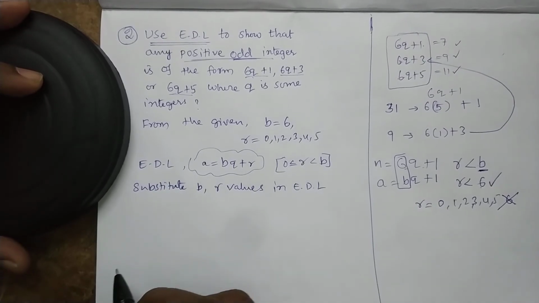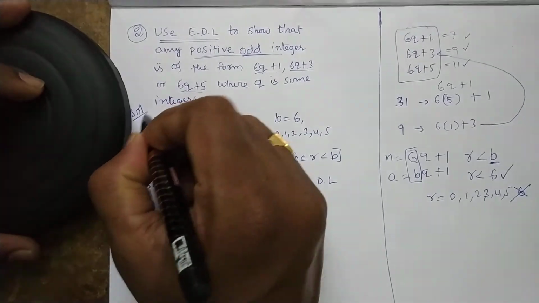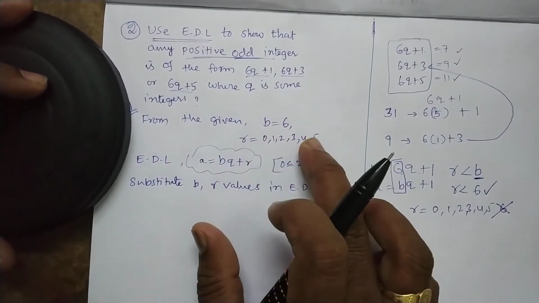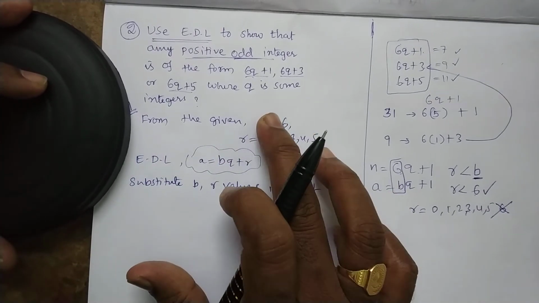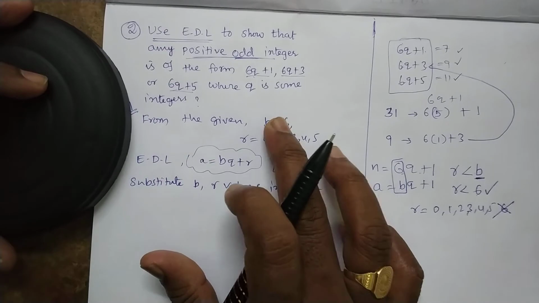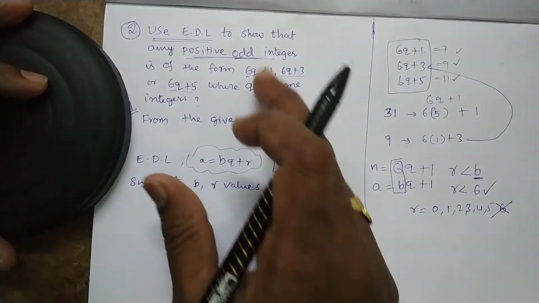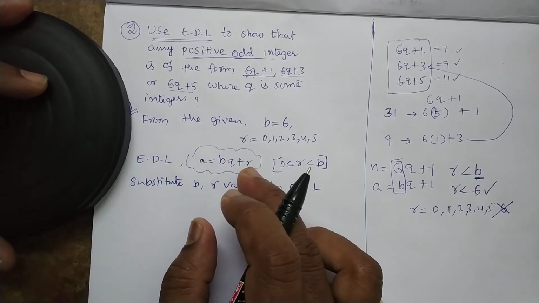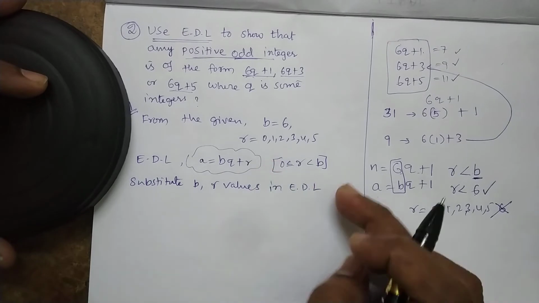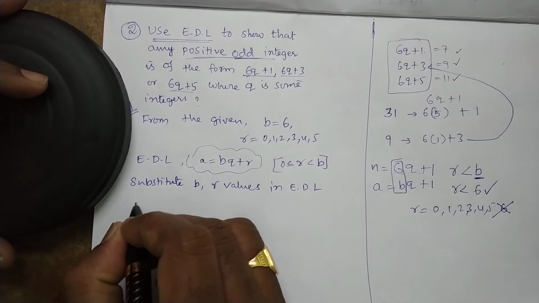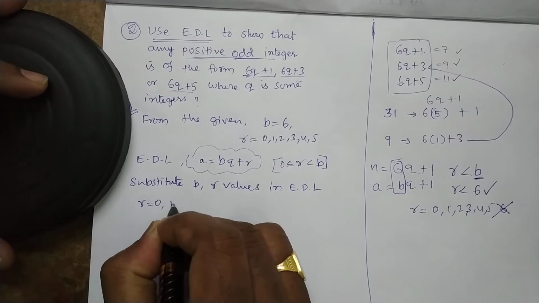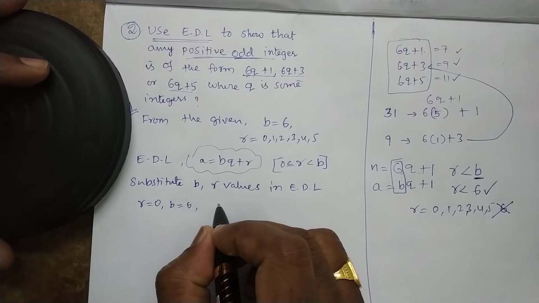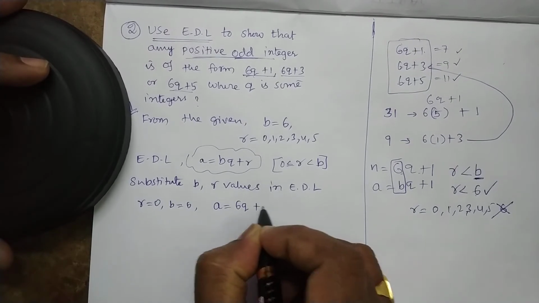So what have we done till now? First we identified the divisor b, and after that we wrote the remainders less than 6. We got b from the given format. Always you have to get the b value from the given format only. After that we wrote the Euclid's division lemma formula and we are substituting the r and b values. Where r is equal to 0 and b is equal to 6, we will get a is equal to 6q plus 0.